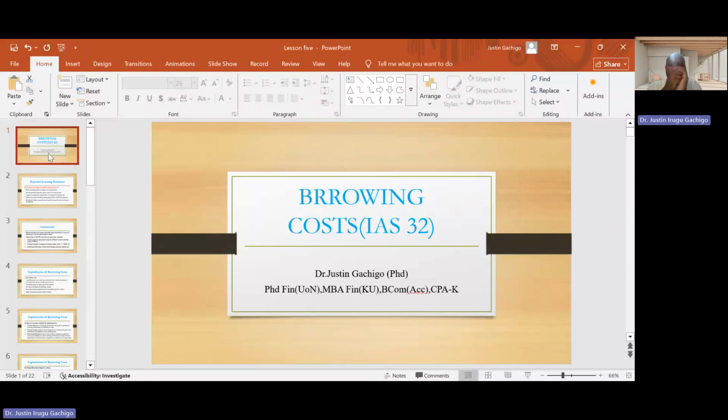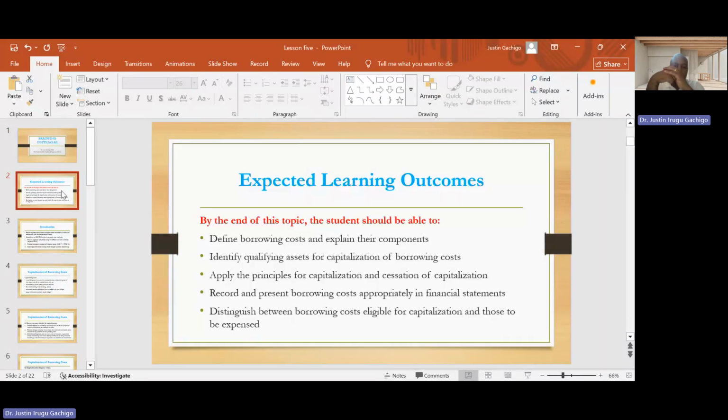Okay, good afternoon. So today I want us to look at the borrowing cost. The borrowing cost is normally guided by IAS 23, and our expected learning outcome for this lecture will be, number one, we'll be able to define the borrowing cost and explain the components.